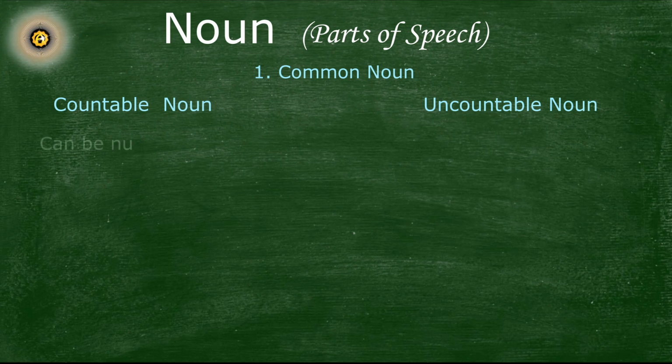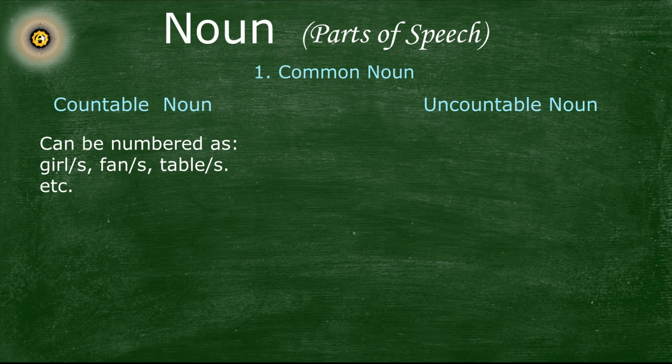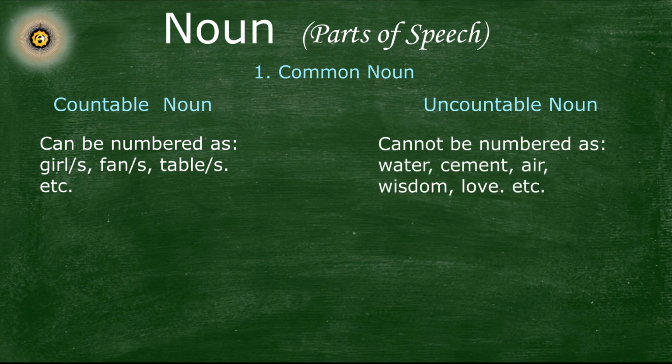So what is countable noun? They can be numbered or as they are singular or plurals, right? For example, girl or girls, fan or fans, table or tables, and so on. And there is uncountable noun that cannot be numbered, right? So that noun is like water, cement, air, wisdom, love, and so on.